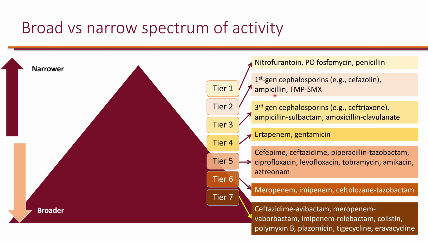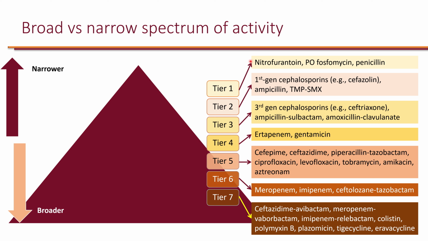So tier 2 is also pretty narrow, and these are good agents to de-escalate to when we are using broad spectrum antibiotics. Now, I'm not going to be able to fit everything in there. So for example, I'm skipping second generation cephalosporins, so you can think of second generation between tier 2 and tier 3. And tier 3 includes third generation cephalosporins such as ceftriaxone, as well as ampicillin sulbactam and amoxicillin clavulanate.